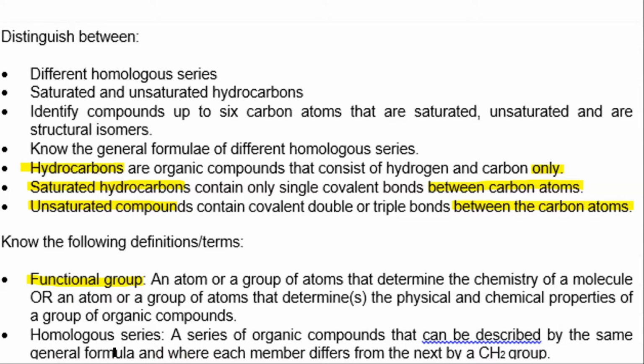And then that definition of a homologous series, which I have already given to you, we said it's a series of organic compounds that can be described by the same general formula, and where each member differs from the next by a CH2 group. And we will definitely engage further on that. So, my dear learners, a good reminder of what you are expected to know in this particular topic.